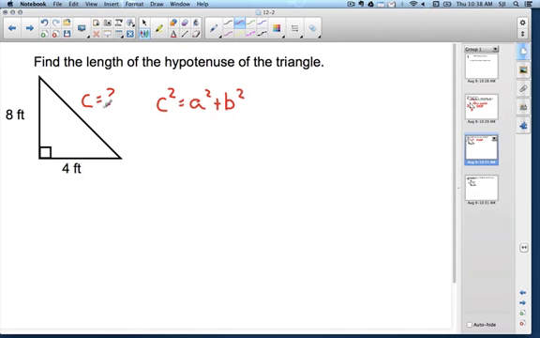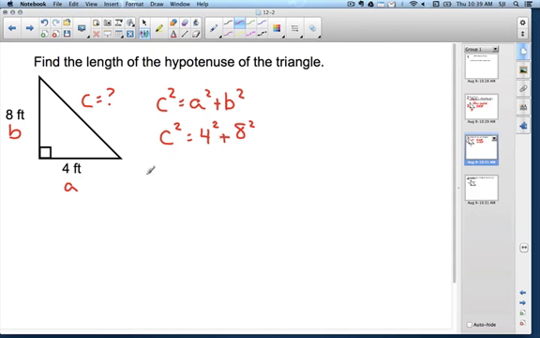We don't know the length of c, so that means I'm going to keep that variable, c squared is equal to, now remember I told you the lengths of the legs, it doesn't matter which one we call a and which one we call b. So I'm going to call this one down here a and this one over here b, but you could call this one over here a and this one over here b if you wanted to. So for a squared, I'm going to put in 4, and I'm going to square that, and I'm going to add that to the length of b, which is 8.